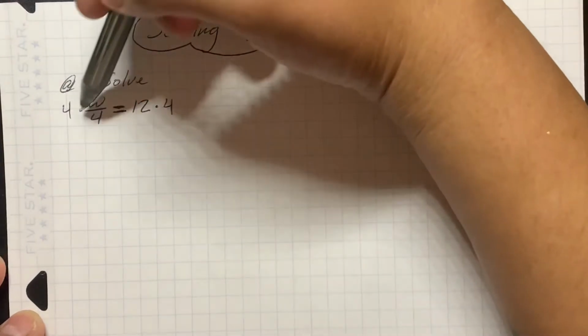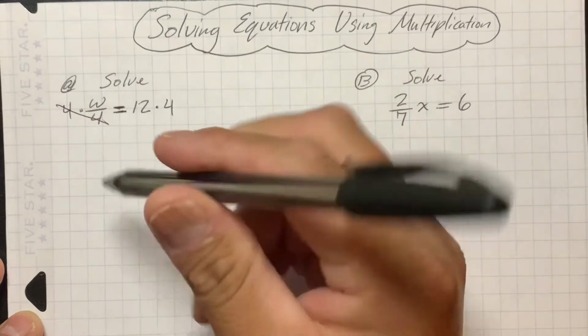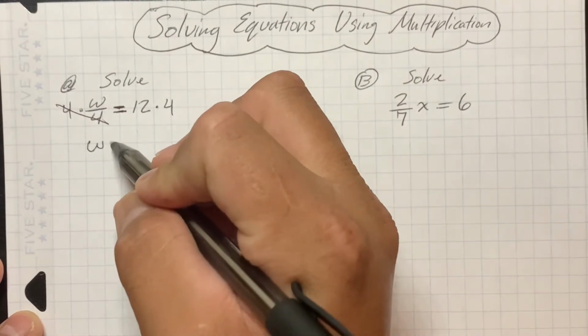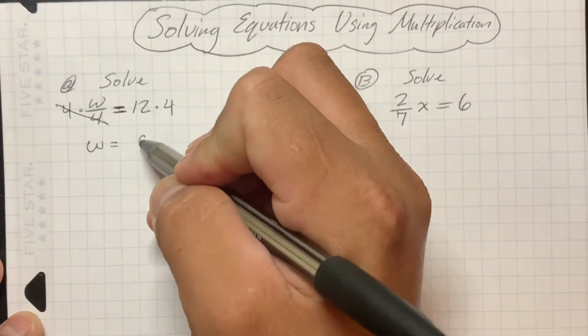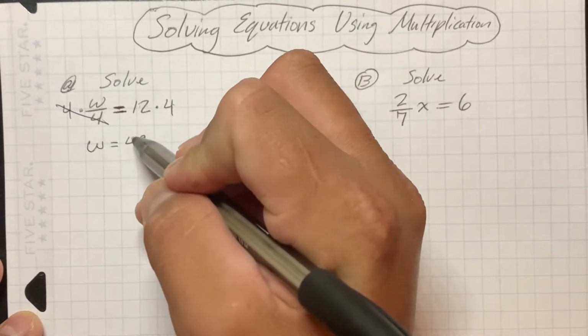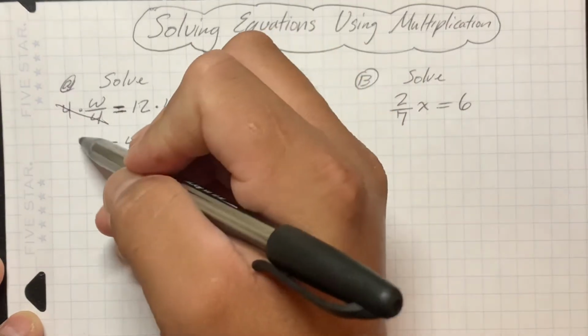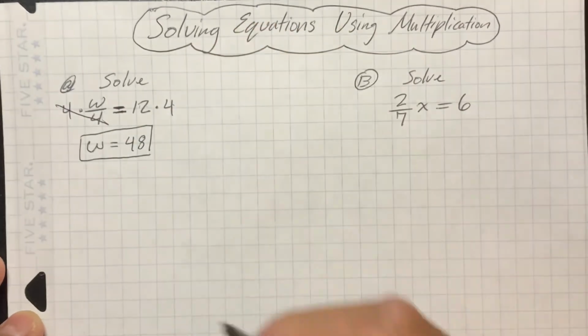Now, this cancels out, and W is by itself. Now, 12 times 4 times 2 is going to be 8. 4 times 1 is going to be 4. So we're saying that W equals 48.